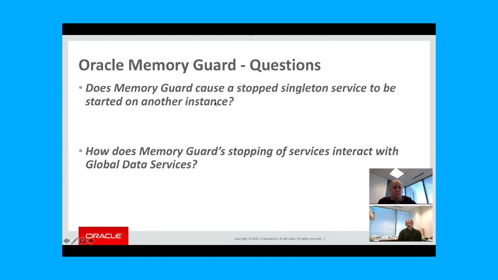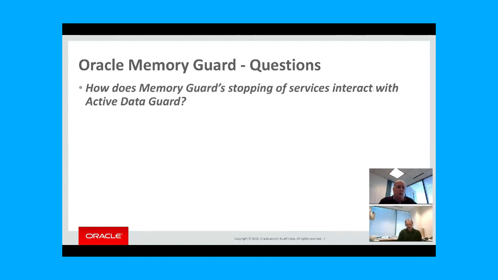The work that's going on the services will continue until it completes, and then it'll log off, just the same as we'd been discussing about regular single site 3-tier apps and so on. I see. So Oracle has another availability technology, Active Data Guard, which interacts with services. So how does Active Data Guard and Memory Guard behave together?